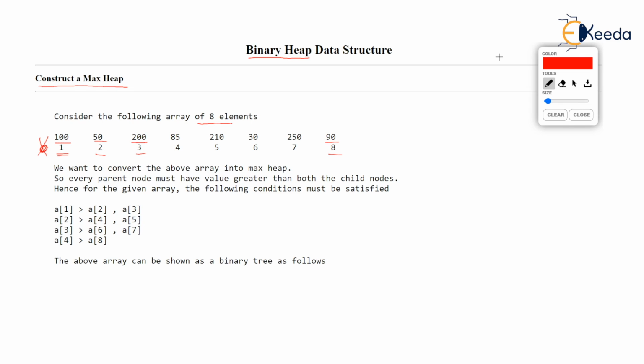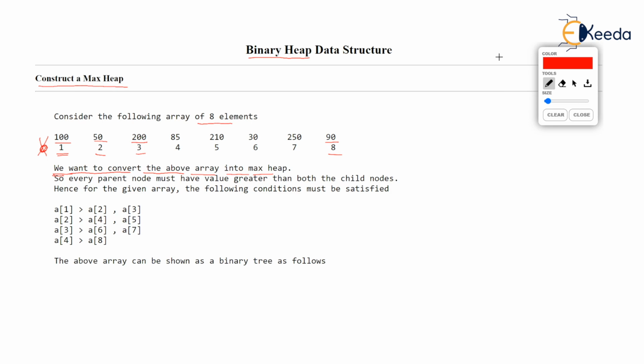Now, our aim is that we want to convert the above array into a max heap. Read this sentence at least 3 times. This array drawn above should become a max heap. What does that mean? Every parent must be greater than its children.